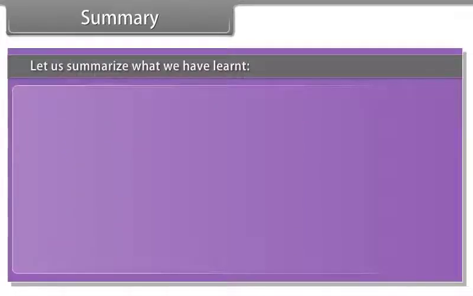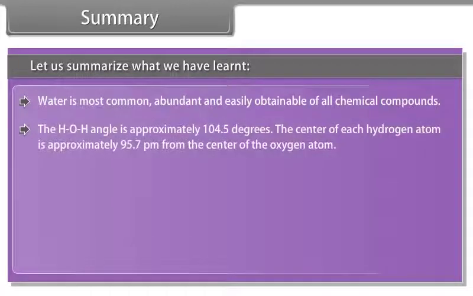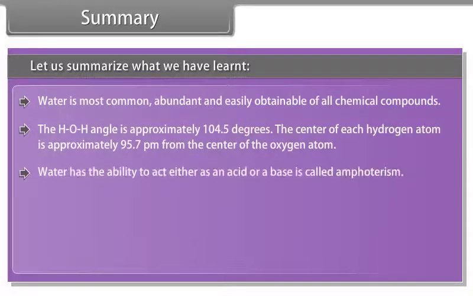Summary. Let us summarize what we have learned. Water is the most common, abundant, and easily obtainable of all chemical compounds. The HOH angle is approximately 104.5 degrees. The center of each hydrogen atom is approximately 95.7 picometers from the center of the oxygen atom. The ability of water to act either as an acid or a base is called amphoterism.